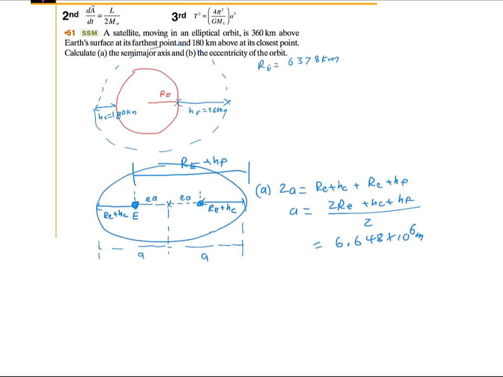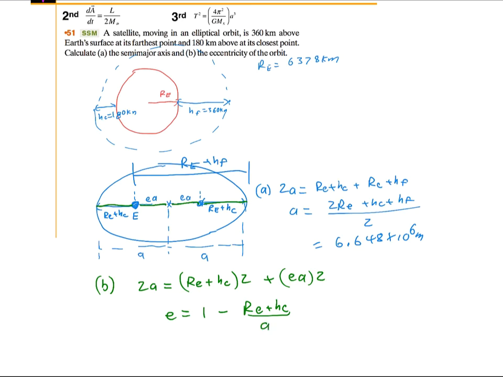Then it asks for the eccentricity. We can use the same idea, but with slightly different equations. So that total distance from one end to the other is also equal to (RE plus HC) times 2 plus e times a times 2. That's just adding this plus this plus this plus this, which all adds up. Now I'm going to solve for the eccentricity. It's a measure of how warped this ellipse is. When I play around with it, you can get to here, and that gave me an answer of 0.0135. So pretty low eccentricity. It's very close to circular.